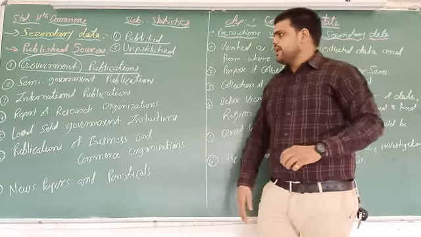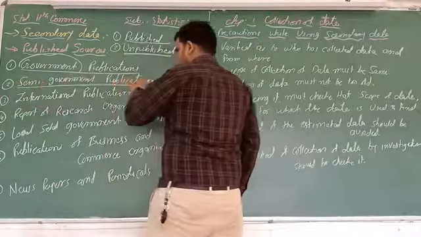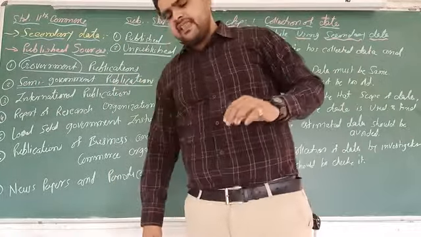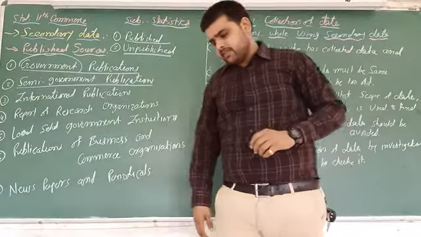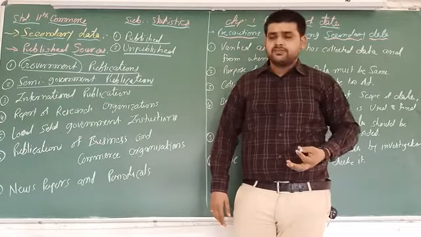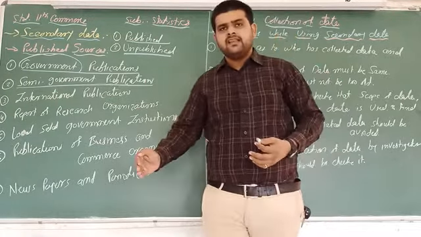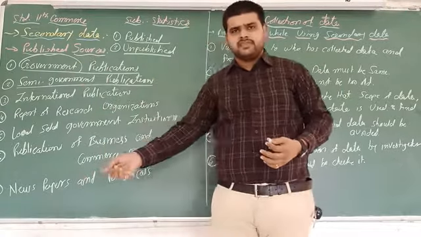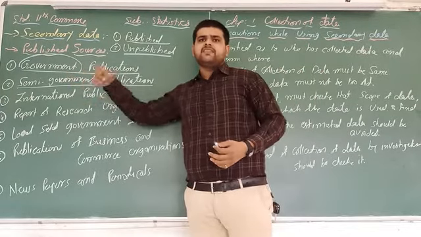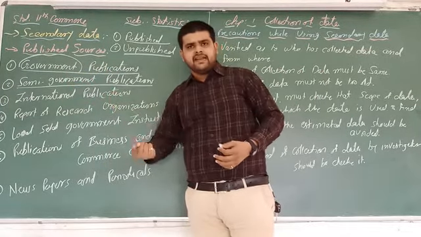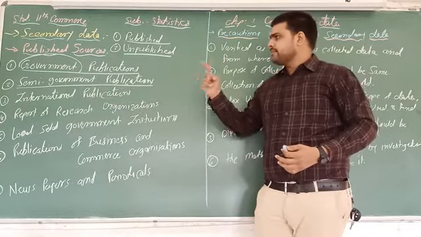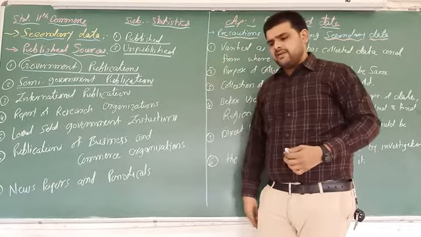Next, number 2, semi-government publications. This is the second point, semi-government publications, such as Life Insurance Corporation of India, then State Electricity Boards, etc. Here semi-government bodies are those connected with the government, and if those semi-government bodies publish data in the market, that is called semi-government publications. So two types are there: government publications and semi-government publications.